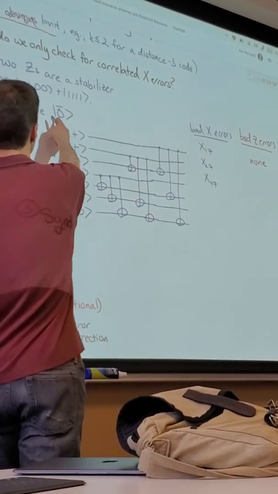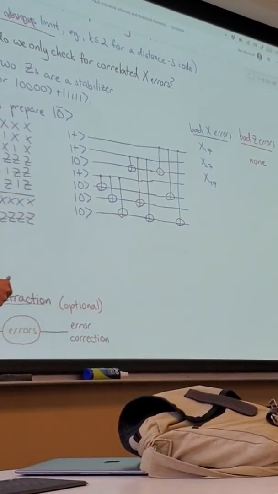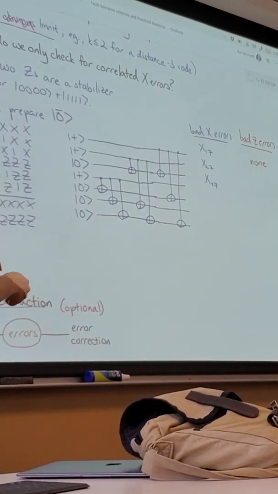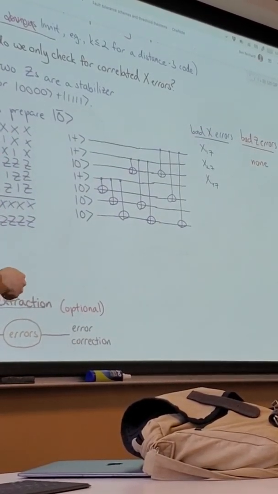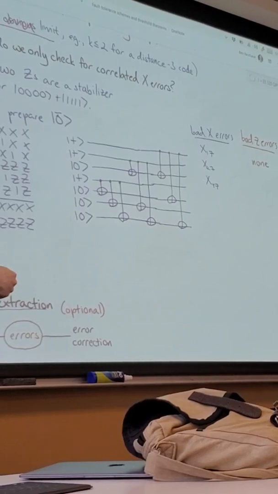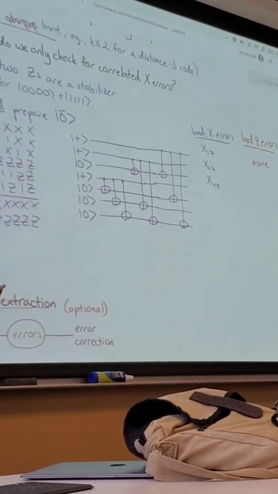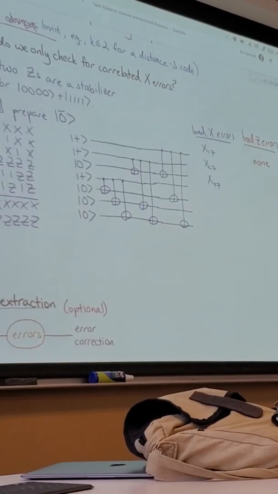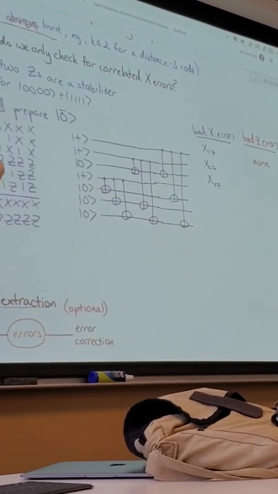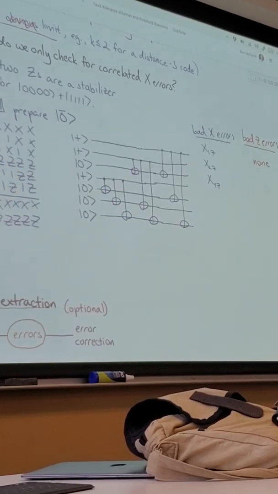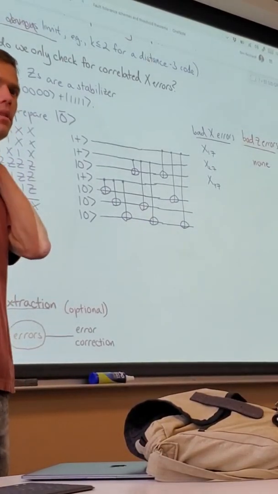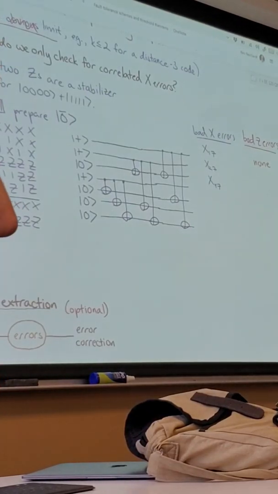I mean that's because I'm preparing logical 0. Yeah. So for example, z1, z2 is equivalent to z3. And in fact, any weight 2 z error is equivalent to a weight 1 z error. And so it's impossible to have a bad one. So I don't need to worry about the z errors. I only need to worry about the x errors. So if we were preparing logical plus, they would just switch.